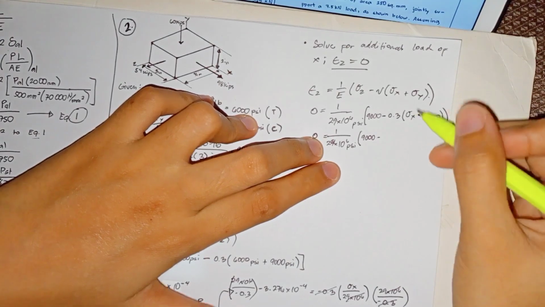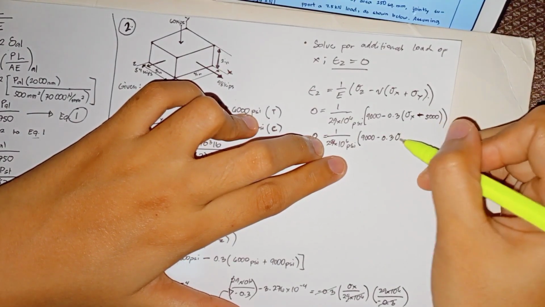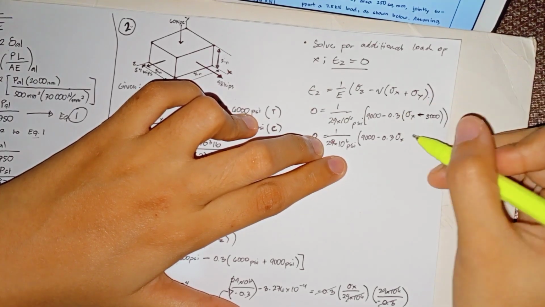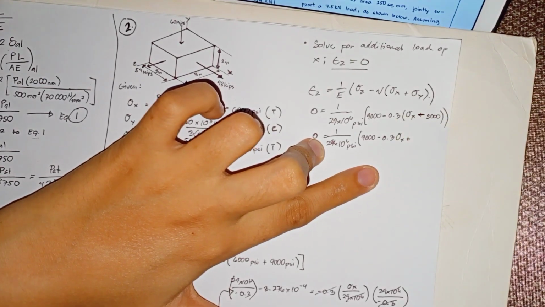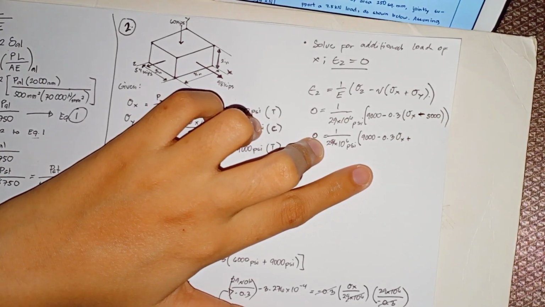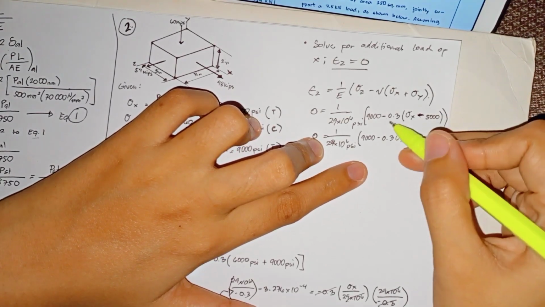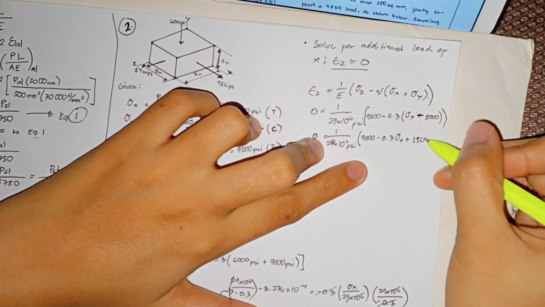So, 9,000 minus negative 3 stress of x. Distributed lang natin, ha. So, plus, so ito siya, pag multiply mo na yan siya, magiging positive na siya kasi negative times negative is positive. So, that is, pag ito multiply mo dito, that would be 1,500.